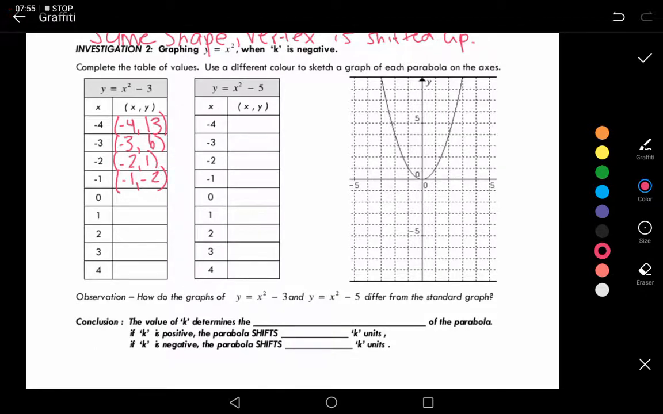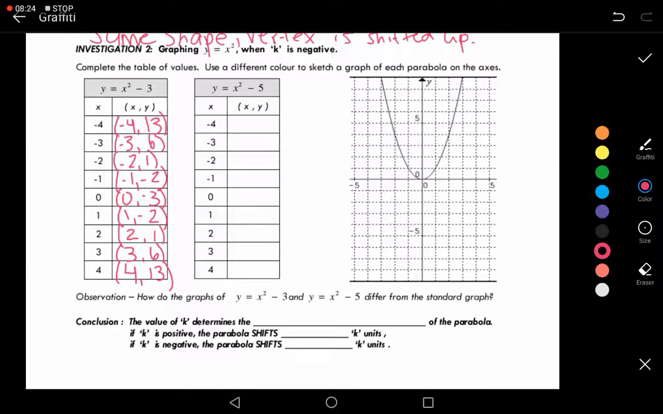0 squared is 0, minus 3 is -3. 1 squared is 1, minus 3 is -2. 2 squared is 4, minus 3 is 1. 3 squared is 9, minus 3 is 6. And 4 squared is 16, minus 3 is 13. Okay, so again, we have those points.